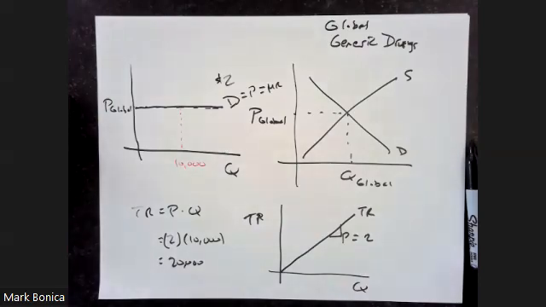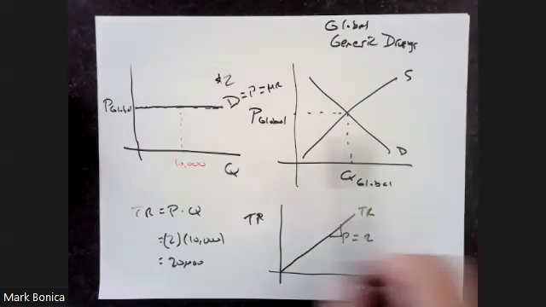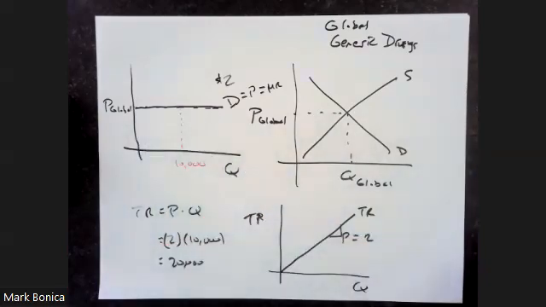In the next chapter, we'll start talking about monopoly and where monopolists don't face a global price. They set their own price. They're able to set their price, and we'll then have a curved total revenue function. Sorry, it's actually like this, right? We'll have a curved total revenue function. But for now, we're going to have a linear total revenue function.